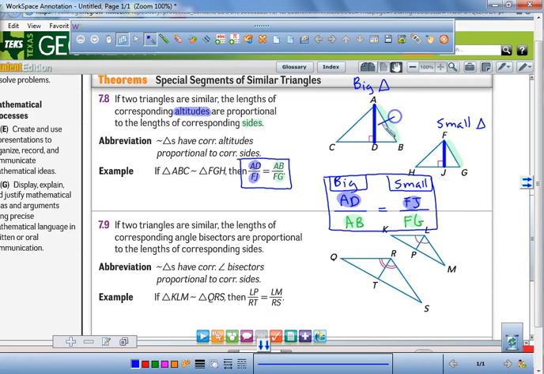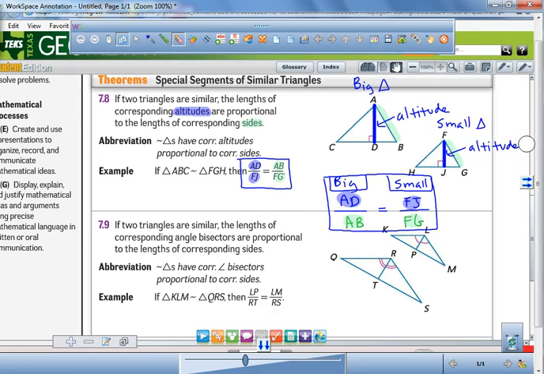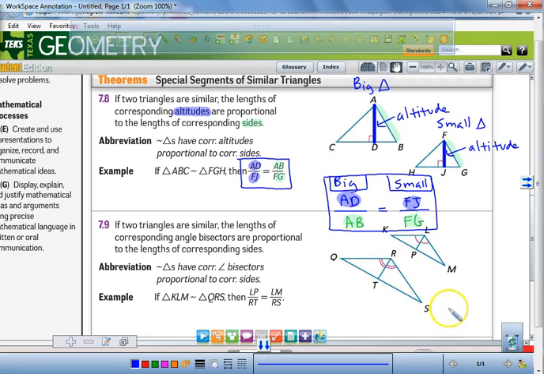And remember, what are the blue segments right here? What are those called? Altitudes. By the way, what does that mean? Altitude basically means the height, right? Altitude. I'll erase. So, it says, if two triangles are similar, the lengths of the corresponding altitudes are proportional to the lengths of the corresponding sides. So that's what this is talking about. Okay?